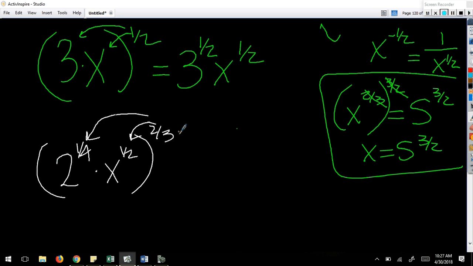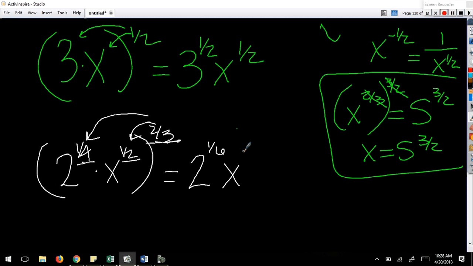Add them. Times them. You multiply them, because it's a power to a power. Okay? So I get 2 to the, now 1/4 times 2/3, 1/6. And then I have 1/2 times 2/3, should be 1/3. Is that what y'all got?